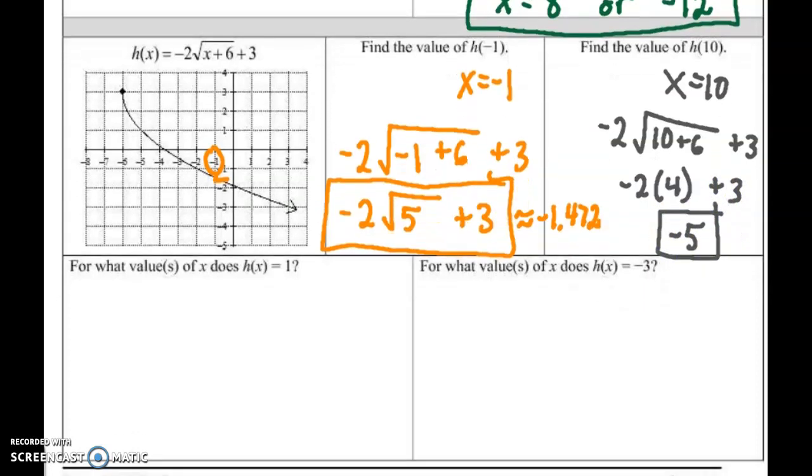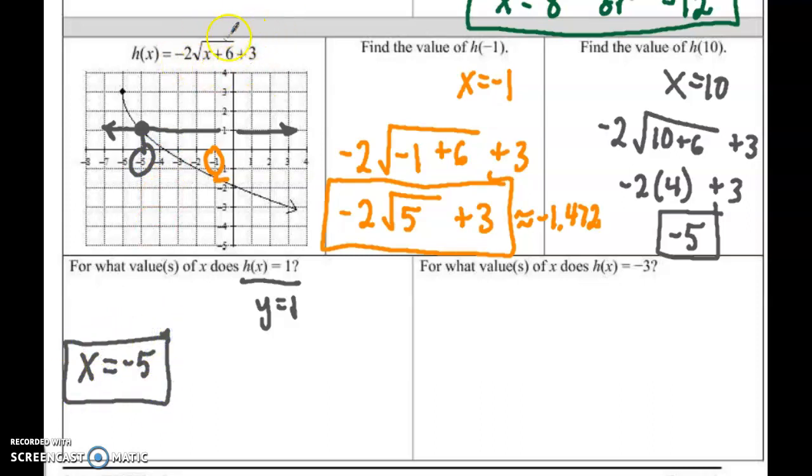Alright, so the next one, which value would you get h of x equal to 1? Remember, that's your horizontal line, y equals 1, which is right here. And so the question goes, well, what's the x value? And the only time that happens is right here, where x equals negative 5. Or what you could do is you could take this equation. I'm not actually going to solve it.